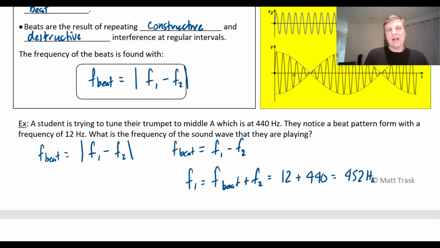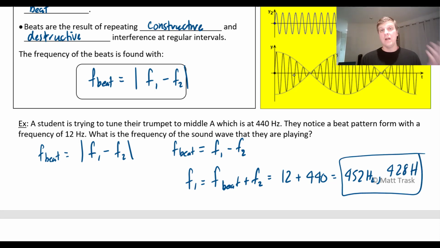Because when I've got an absolute value, I need to take both the positive and negative cases. Or just intuitively, you might recognize that 452 is one possibility. The other note could be 12 hertz too high, or of course, it could be 12 hertz too low. So the other possible answer is 428 hertz. And so I don't know which one of those is the correct answer, but it's certainly one of them. All right, that's it for the Doppler effect and beats.